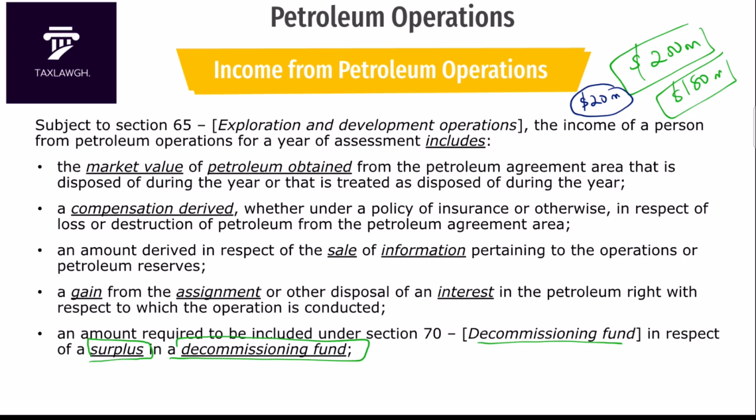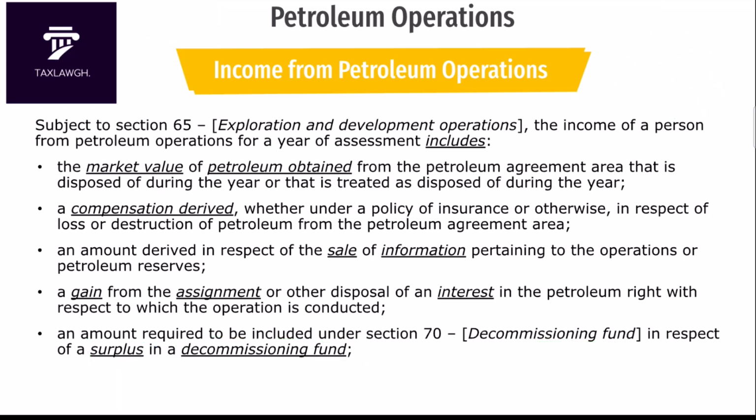In the same vein, if you make a loss or if you need to top up to make your decommission, then you'll be given what? A deduction. It's just fair. So on the flip side, if your decommissioning fund instead has what? 150 million and you have to spend 200 million to decommission, that extra 50 million will be given to you as a deduction if you have to what? Finance it from elsewhere. So that's the idea here. Any surplus in a decommissioning fund will be added to your income from petroleum operations and taxed accordingly, right?